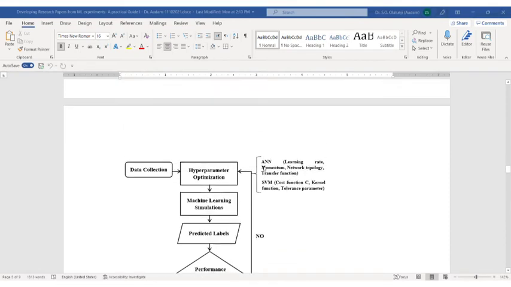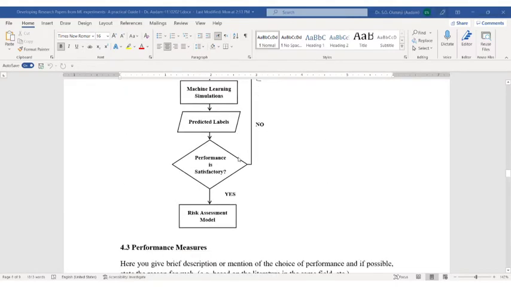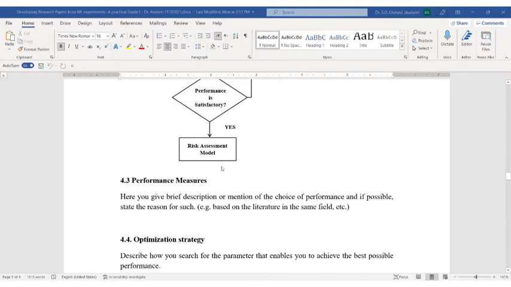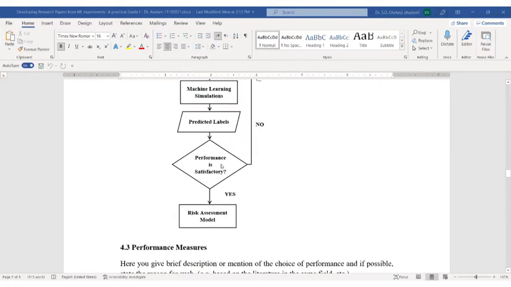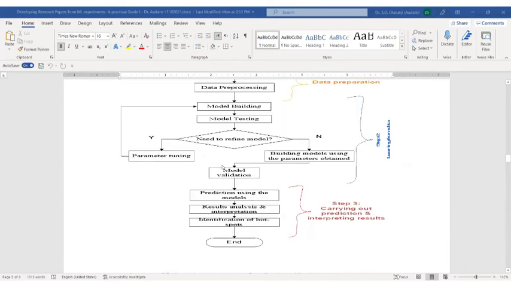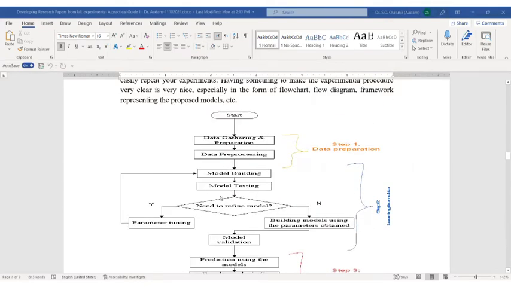Now, once you are done making your experiment very clear, the next very important thing you have to tell us is what we call the performance measure. Before we move to that, this optimization strategy is very important. We're going to mention it later, because when you train any model, you need to refine the model.